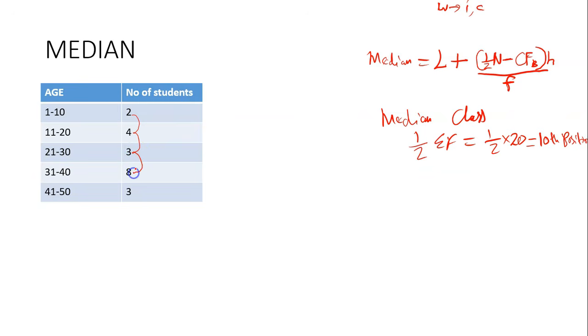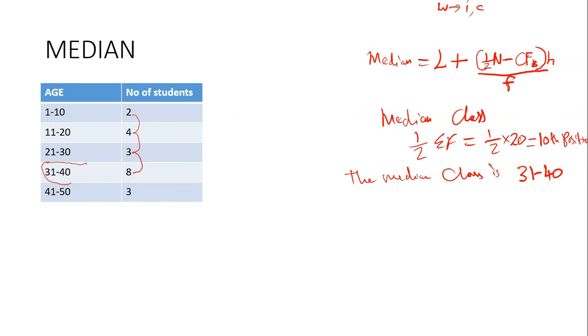But when you add the next value, what do you get? You get 17. So, it means at this point in time, we've gotten to the 10th position and even bypassed it. So, it means that this particular class here is the median class. This particular class is the median class. So, the median class is class 31 to 40. That's the median class.